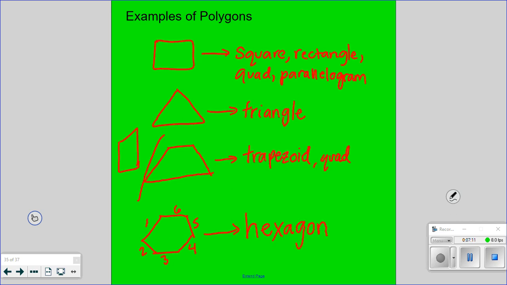That's called a hexagon. Hexagons don't have to look like that, just like trapezoids don't have to look like that. As long as it has 6 sides, it is a hexagon.